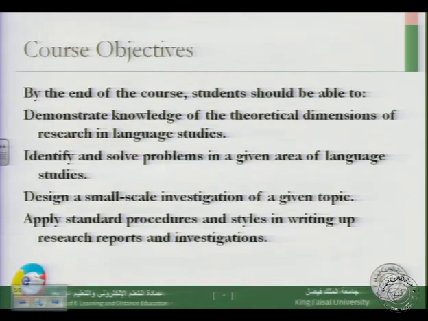Identify and solve problems in a given area of language. Yes, we want to train you to be a researcher. Why? Because we want to solve a lot of problems. We have different problems in language studies and we want to tackle them. How do we tackle them? We do research to find solutions.